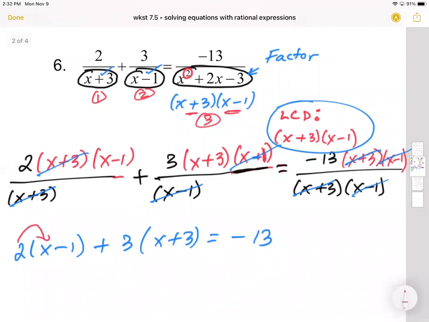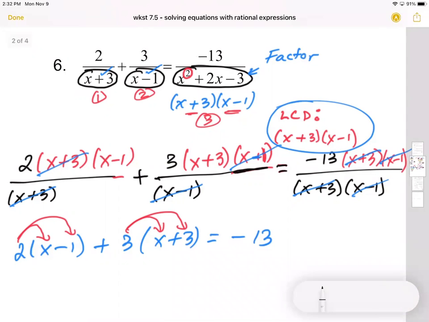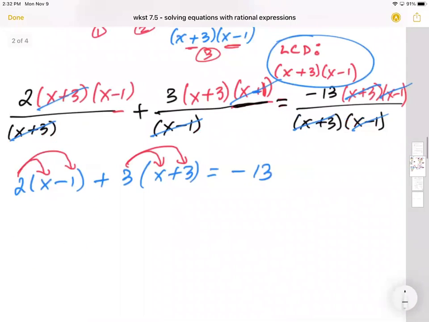If we solve this item, hopefully you see that all we need to do is distribute this in, distribute this in, and we don't need to distribute a positive because it won't do anything. So if you distribute them in, you have 2x minus 2 plus 3x plus 9 equal to negative 13.